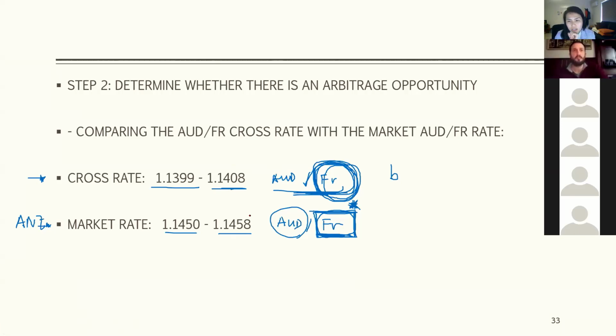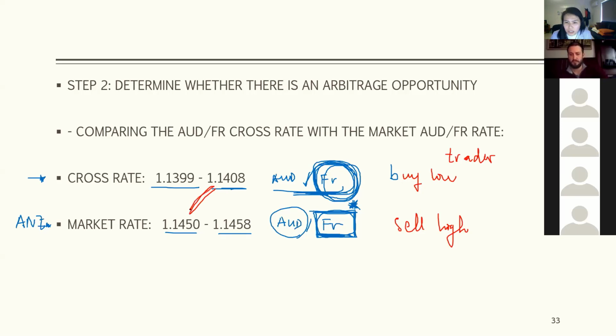So for a trader, can they buy low and can they sell high? So here, I'm a trader, okay? I want to buy low and I want to sell high. Yes, so you will buy from the cross rate 1.1408 and sell it at the market rate 1.1450.